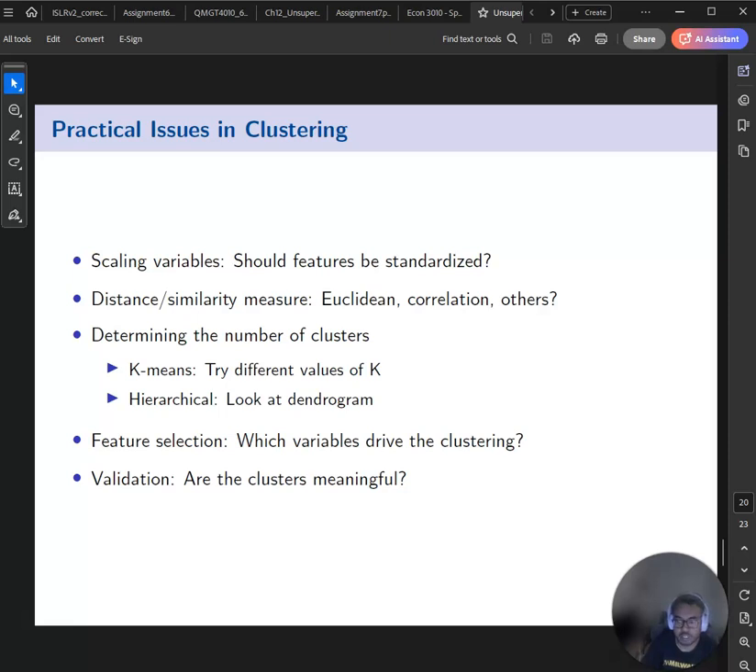Fourth is which variables should drive our clustering. Not all features are equally important. Feature selection might be necessary to focus on the most relevant attributes and avoid noise. Finally, how do we validate that our clusters are meaningful? Unlike supervised learning, there is no straightforward accuracy metric. Validation often involves domain expertise to determine if the clusters make sense in the context and serve the intended purpose.